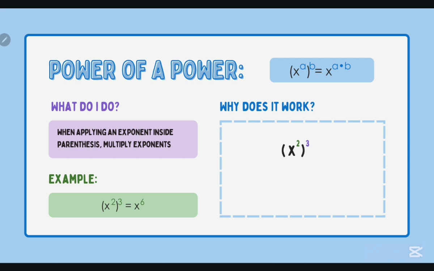Power of a power. What do I do? If there are exponents inside and outside the parentheses, we must multiply them. This expression means x to the power of 2 times x to the power of 2 times x to the power of 2. So we can write it as x to the power of 6, because when we have multiplying, we should do addition with the powers. Let's continue.